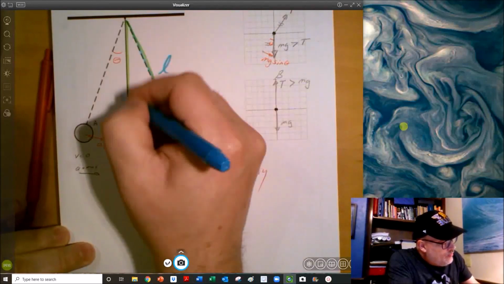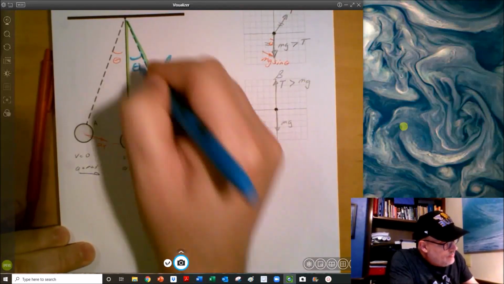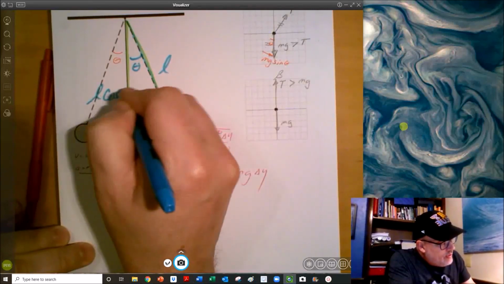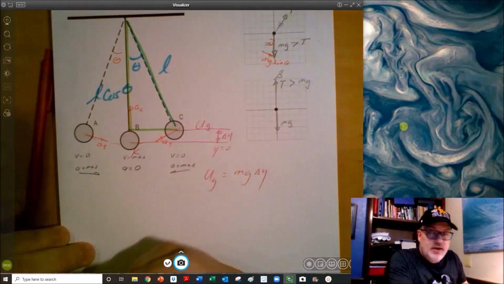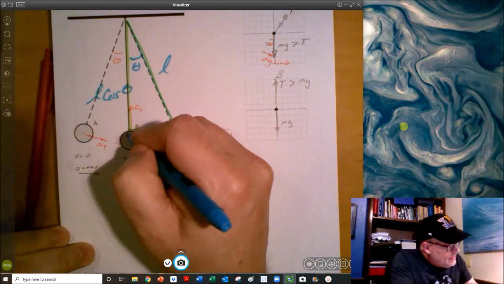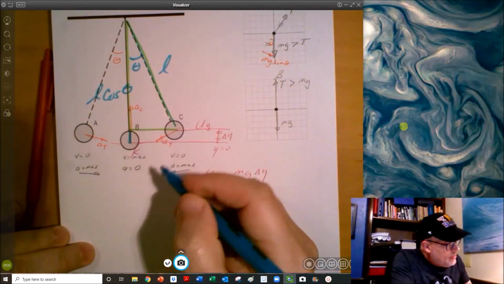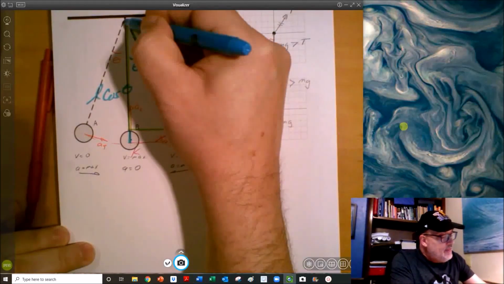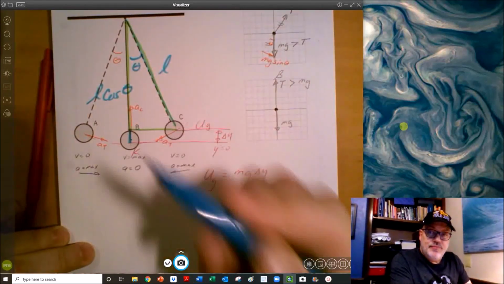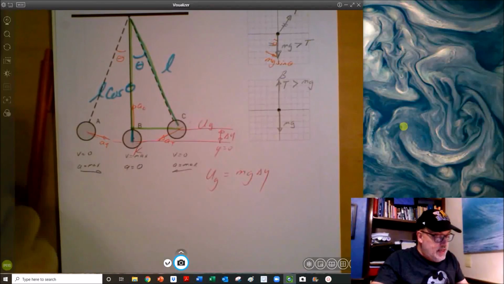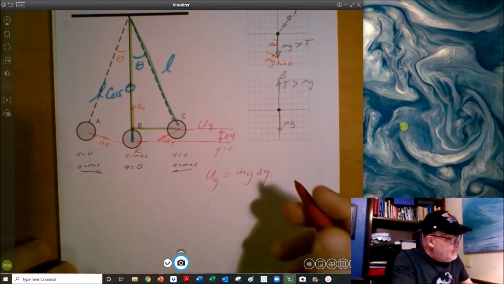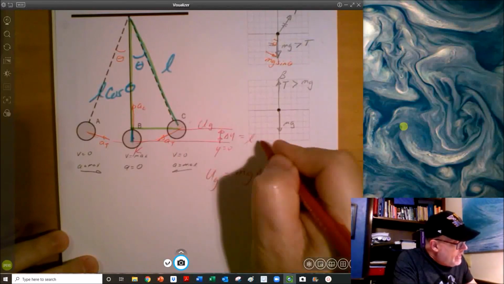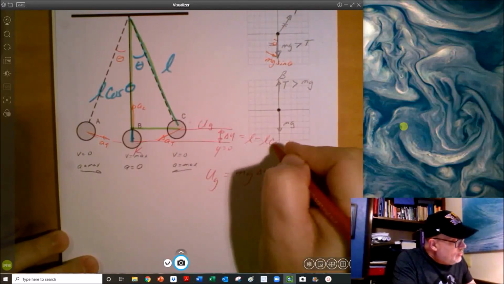This side over here is going to be theta. This is going to be the L cosine theta side from here to here. So this little bit from here to here is the difference between these two, because this is L from top to bottom, and this is L cosine theta from here to here. So if we do that, what we'll end up with is that this delta y equals L minus L cosine theta.